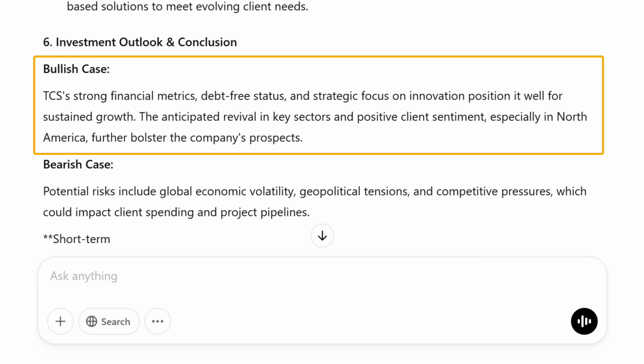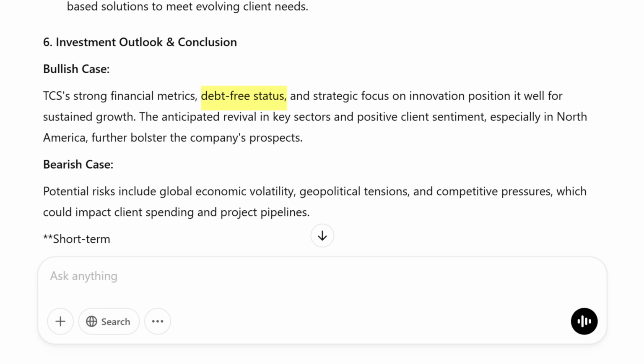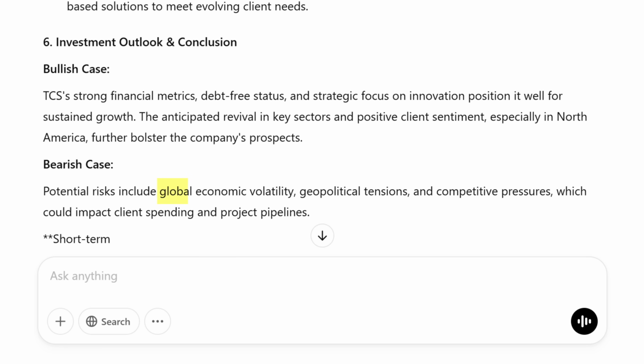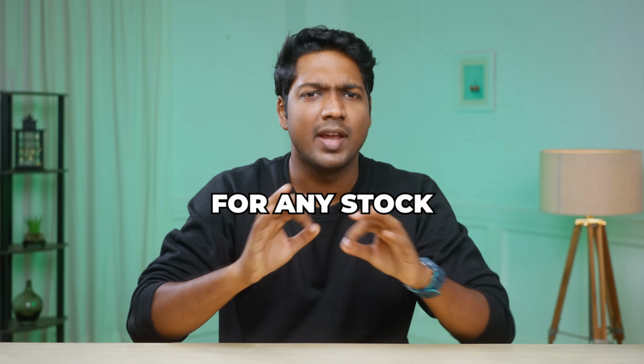So ChatGPT tells us that TCS is bullish in nature because they have no outstanding debts and they have also made strategic investments and they prioritize innovation. TCS can also be bearish because we don't know what might happen to the stock value of the company because of its competitive pressures or when we have a sudden global economic crisis. Alright, so now you know how to use ChatGPT to do fundamental analysis for any stock.